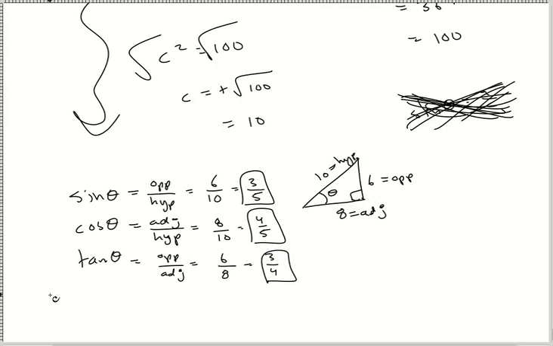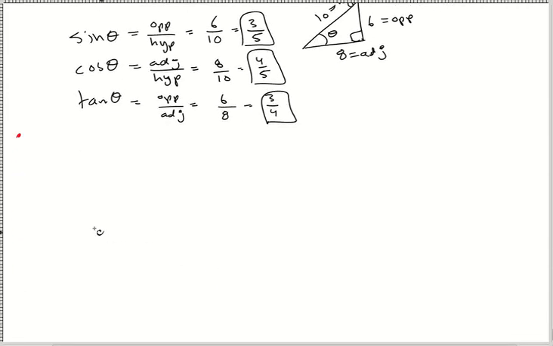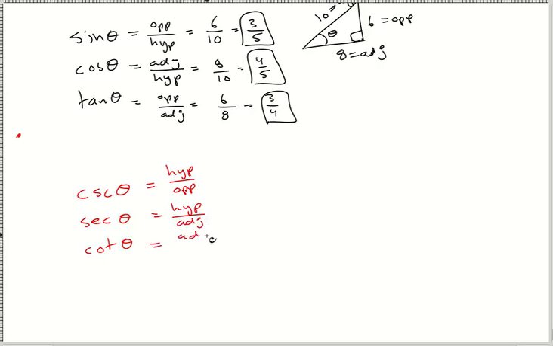There's always more. This section is very notorious for always giving you some more work. You're never done. You got to do a little bit more. I don't want to say never. So there's these other three that I failed to mention. Cosecant, secant, and cotangent. Let me go ahead and give you those formulas. This is the hypotenuse over the opposite. This is the hypotenuse over the adjacent. And this is the adjacent over the opposite.